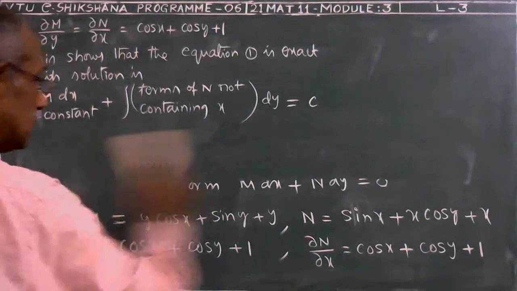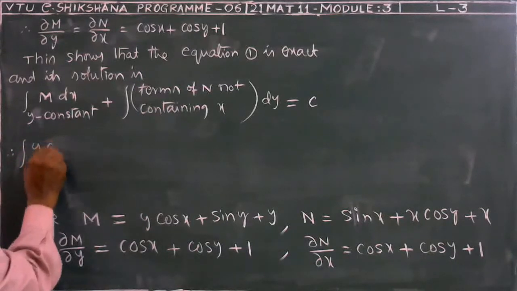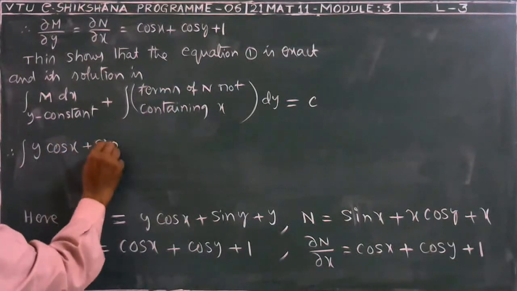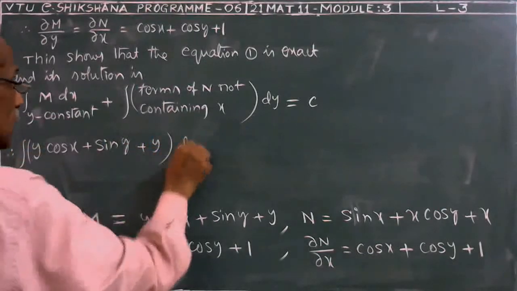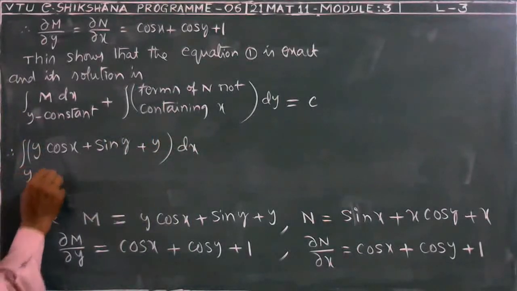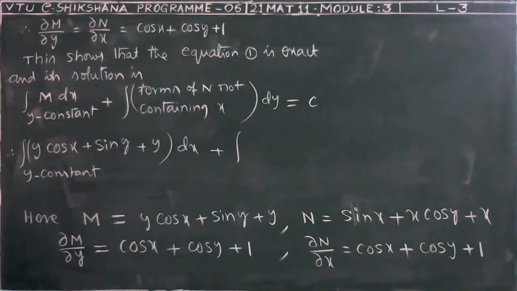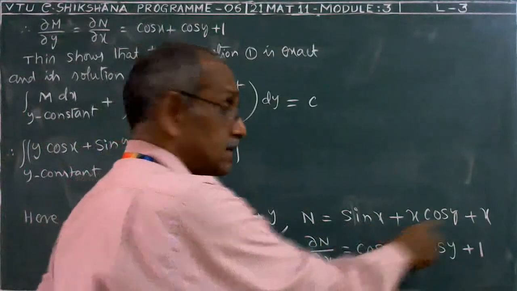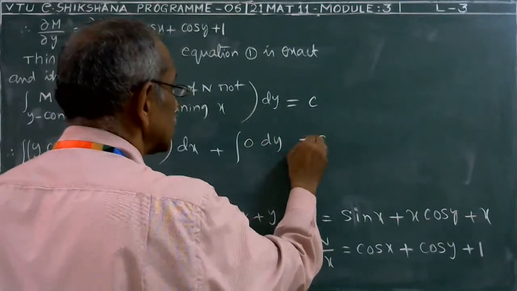Now let me substitute M and N here. So we substitute, so therefore M is y cos x plus sin y plus y, integrated with respect to x, keeping y constant, plus the integral of terms of N not containing x. All the terms contain x, you see sin x, x is there. So 0 dy is equal to that constant c.